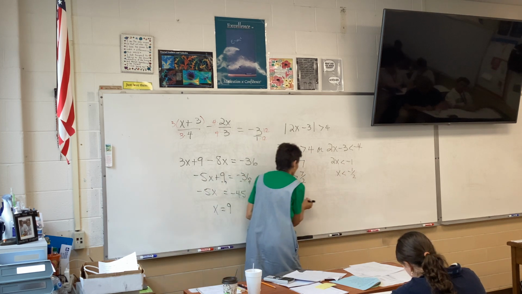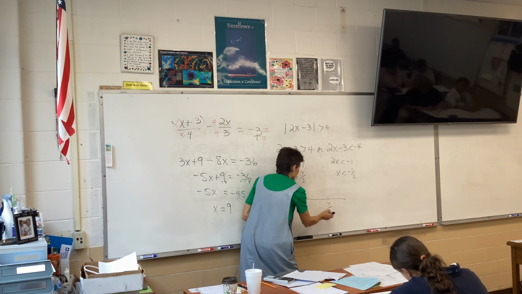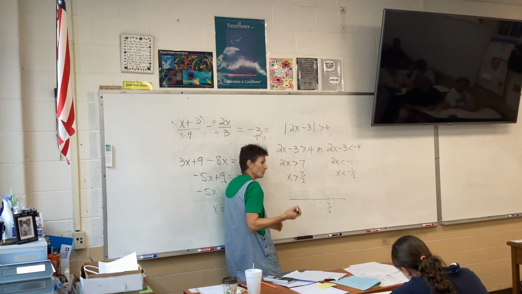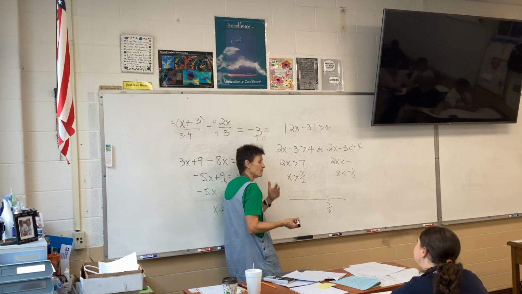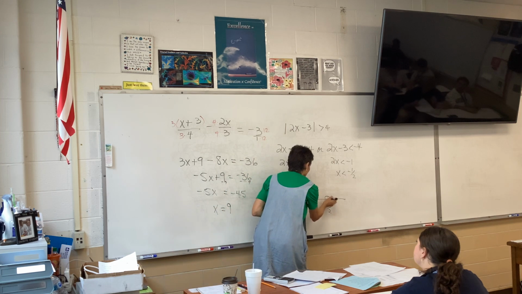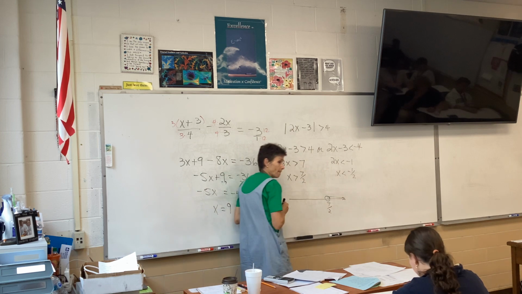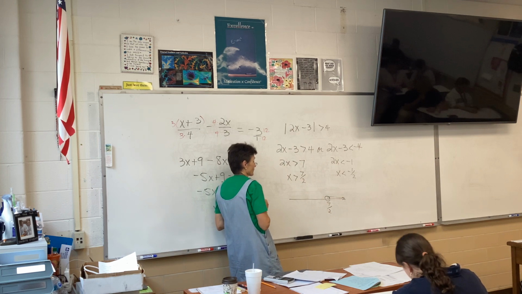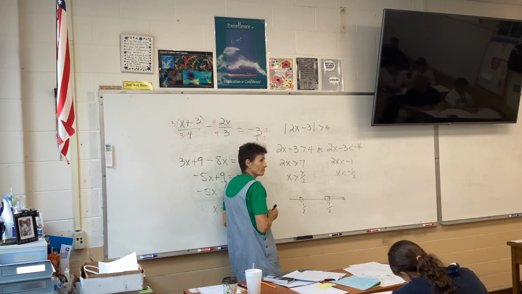All right, let's look at it on the number line. Here's 7/2. If you wanna make that 3.5, you can. We talk about this all the time. I don't have a problem with the fraction. If you read 3.5, great. Open circle, shaded that way. -1/2, shaded this way.